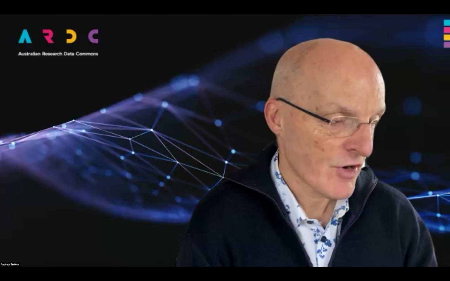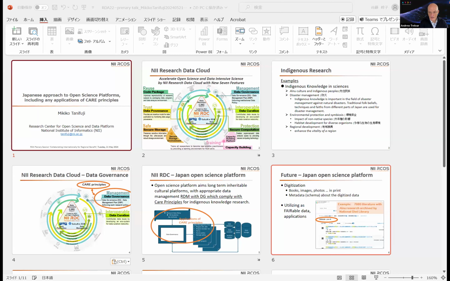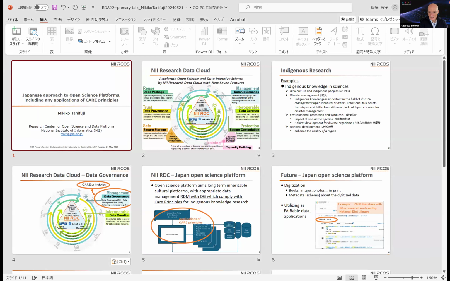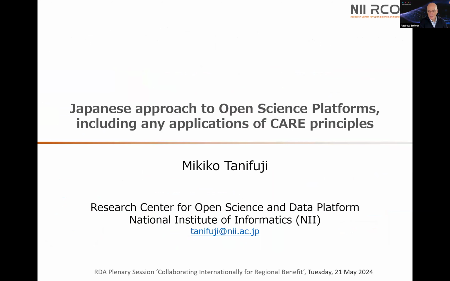The second speaker is Mikiko Tanafuji, who's the Deputy Director of the Research Centre for Open Science and the Data Platform at the National Institute of Informatics, NII, which is providing a research data cloud to all of the science sectors in Japan, covers data management, publishing, and open access. NII is a research data infrastructure center in Japan, and it collaborates outside Japan as well with EOSC in Europe and other regions, and is working to build this globally interoperable open science community.